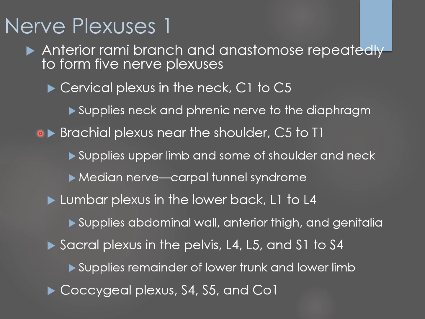Your brachial plexus is pretty complex. It's C5 to T1. It supplies your upper limb, some of your shoulder and neck, and then the median nerve, that carpal tunnel nerve, is in this plexus. Your lumbar plexus, lower back, L1 to L4, supplying your abdominal wall, anterior thigh, genitalia, and then we consider these two together, sacral and coccygeal plexuses. They are L4 to the end, and they supply the remainder of the lower trunk and lower limb.